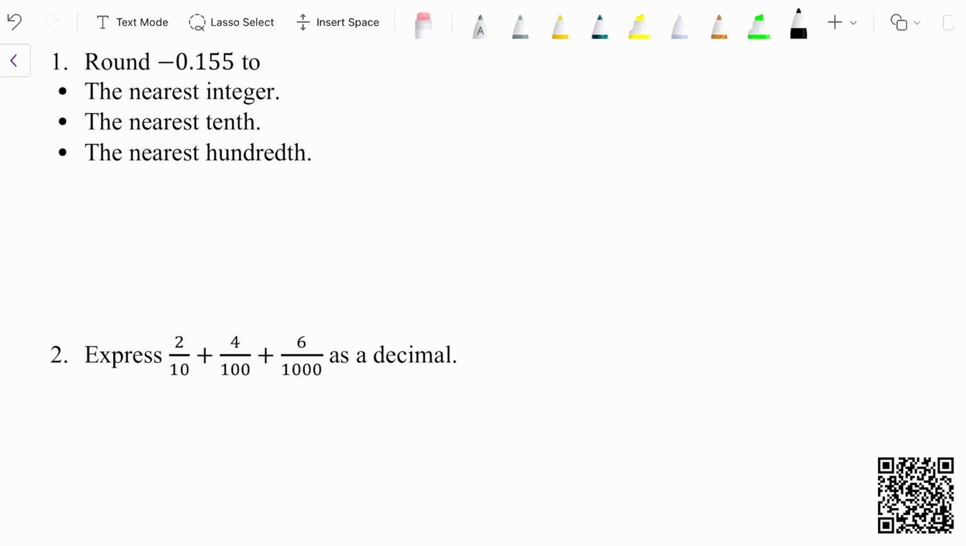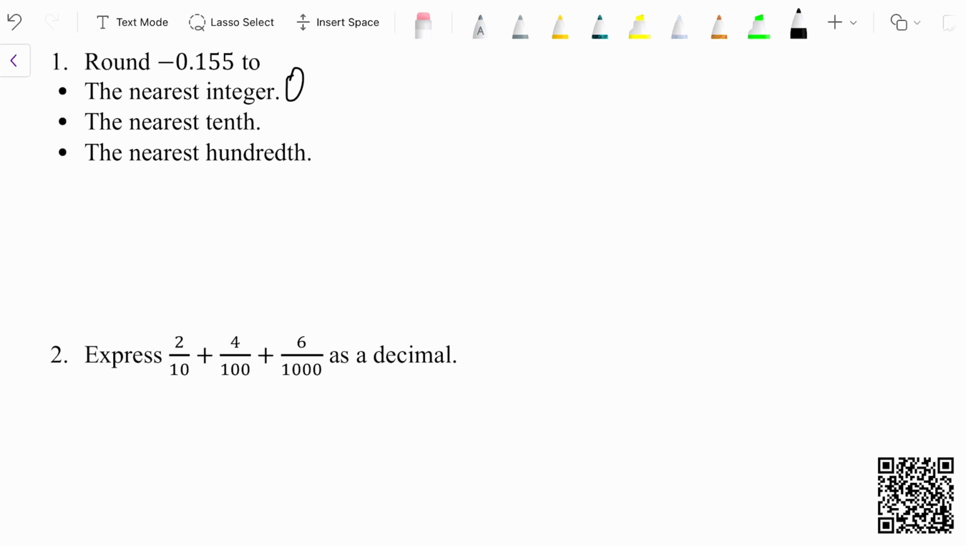Today's first question is: round negative 0.155 to the nearest integer, the nearest tenth, and the nearest hundredth. So, the nearest integer, it's somewhat like the positives. It's closer to 0 since negative 1 is a pretty far stretch off. So yeah, it's 0, since it's closer to 0 than it is to negative 1.